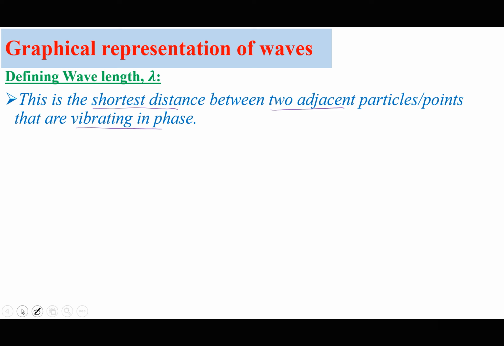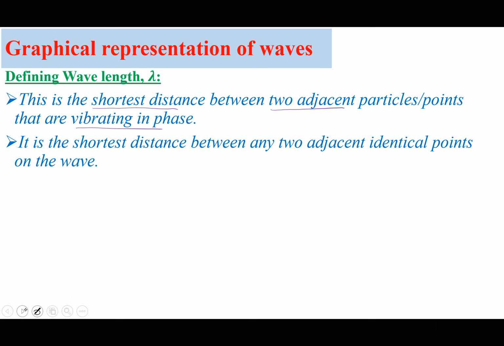Or we can define a wavelength as the shortest distance between any two adjacent identical points on the wave. Identical is also equivalent to them being in phase. They have reached the same point in their cycle and they are vibrating in the same direction at the same time. So they are going to be considered to be identical.